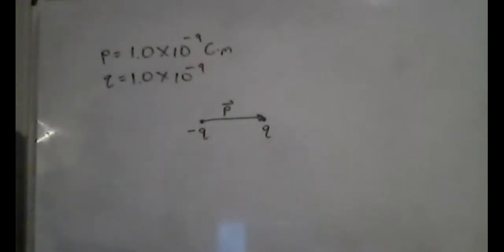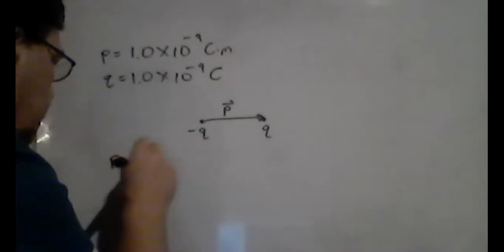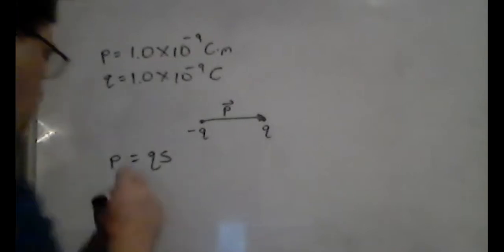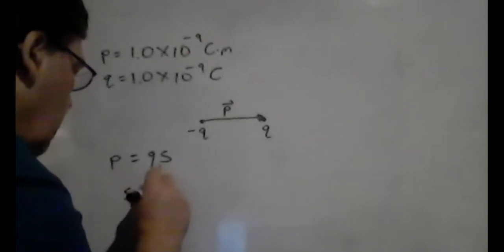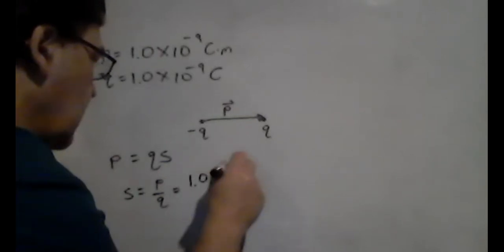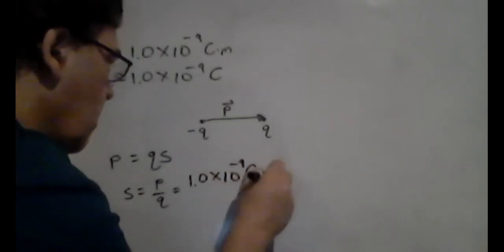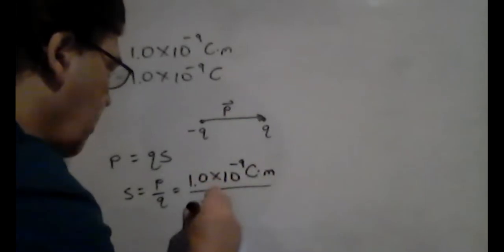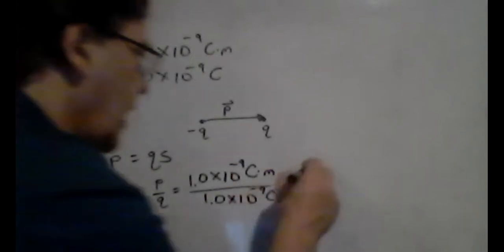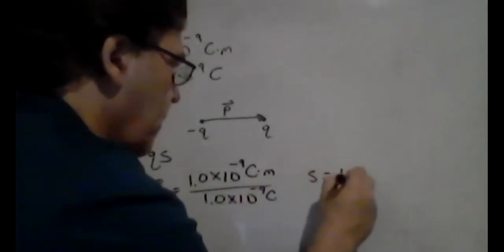So if I know this, I say, okay, well, simple math here. P is QS, and I've got to figure out how far apart I draw these charges. I kind of gave you the answer; I was being a little sloppy here. Well, I know P and I know Q, so S is simply going to be P over Q, or 1.0 times 10 to the negative 9 coulomb meter divided by 1.0 times 10 to the negative 9 coulombs. And so my S, I've got to draw it apart to be 1 meter.